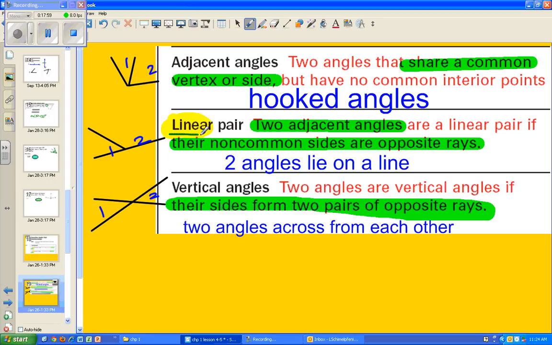And if you look at the word inside linear pair, again, it gives it away. Linear has the word line right in it. Vertical angles, angles where their sides form two pairs of opposite rays. And when you draw out two lines, it's just two angles directly across from each other. So here angles 1 and 2 would be considered vertical angles. There's another pair whenever you have vertical angles, and those would be like 3 and 4 here, which would also be considered vertical angles.